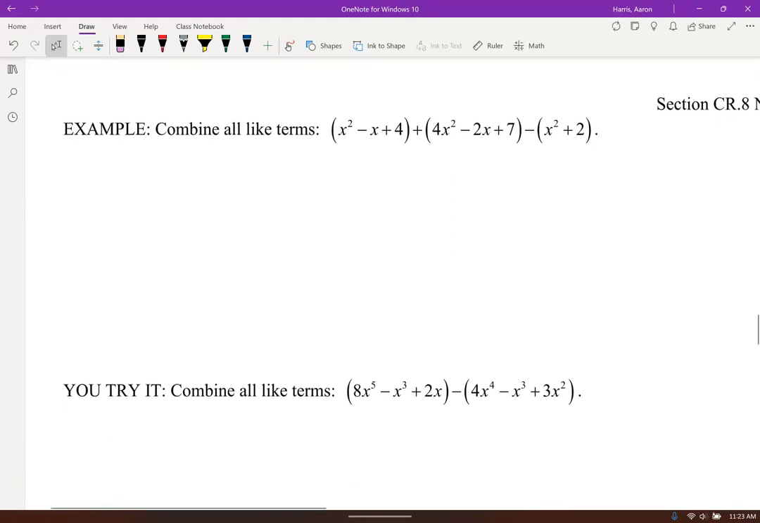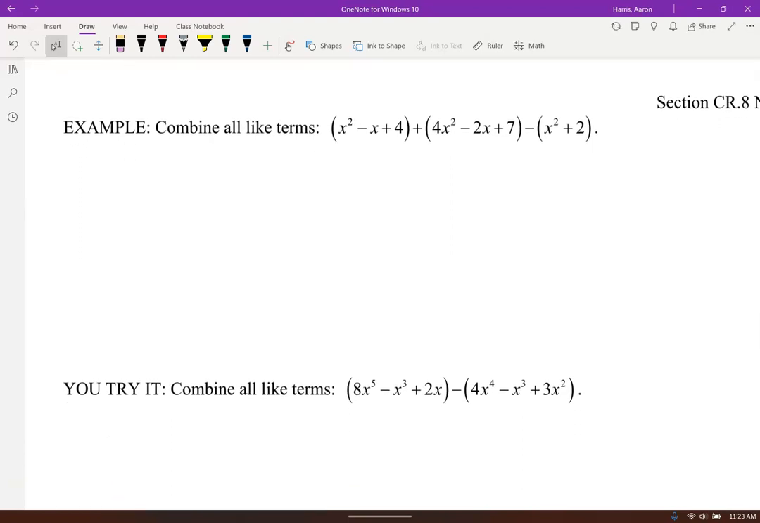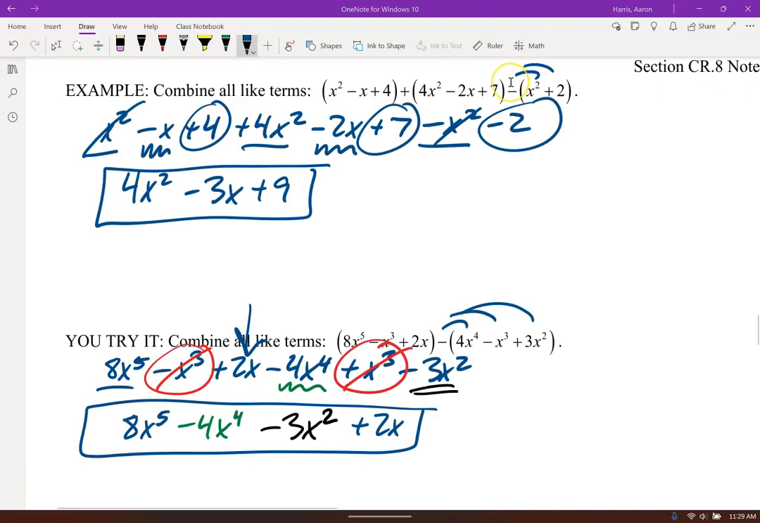All right, I'm going to have you guys try both of these. Why don't you check your work? Go ahead, check your work, pause it if you need to.